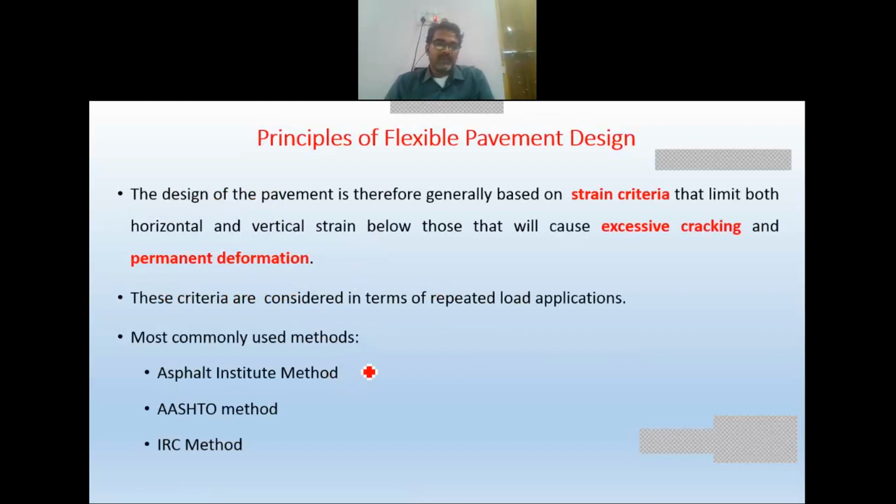Now, the Asphalt Institute method. First, we'll discuss the Asphalt Institute method, then we go for the AASHTO and IRC methods. Now, this is an elective course of BTech final year, and it is very important to develop the theory of pavement design methods by knowing the nomograms or design charts and their usage. So, you are requested to concentrate on how to develop the theoretical aspects of these design methods.